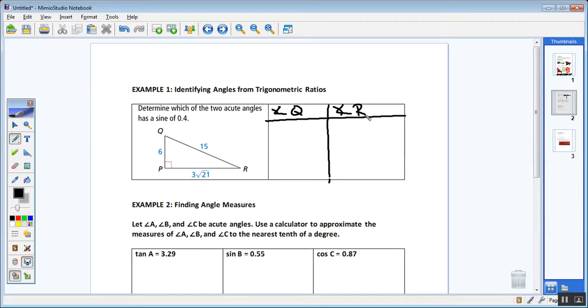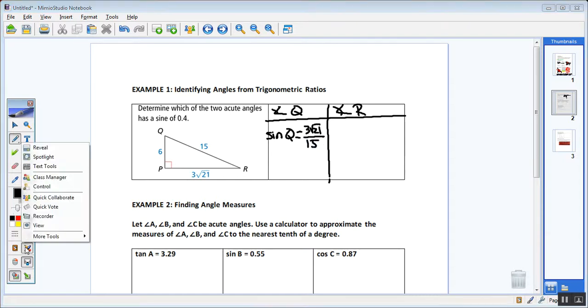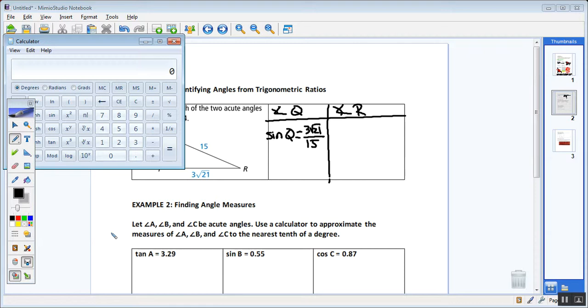How about the sine of angle Q first, kids? Sine of angle Q would equal what over what? So 3 root 21 over. All right, so let me get my calculator out here. So I'm going to go 3 times what, kids? So I'm going to type in square root of 21, times this by 3. That's that. Now what do I have to divide by? What do I get here? So is angle Q the right one?